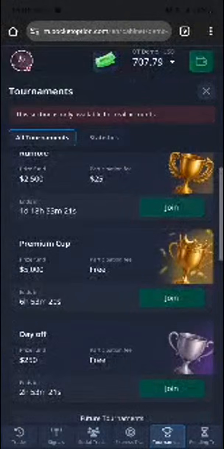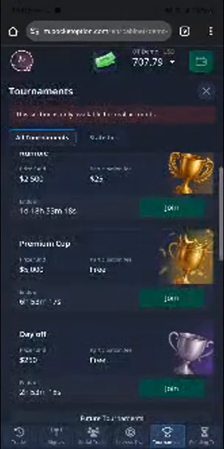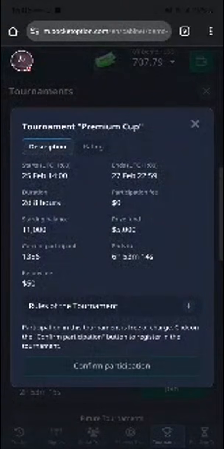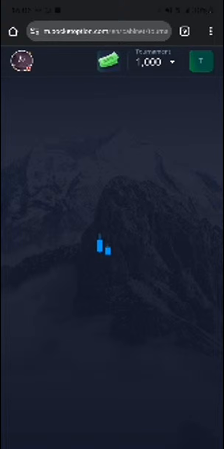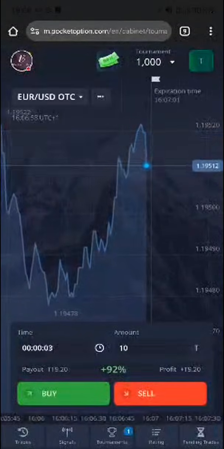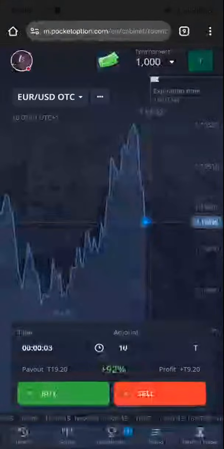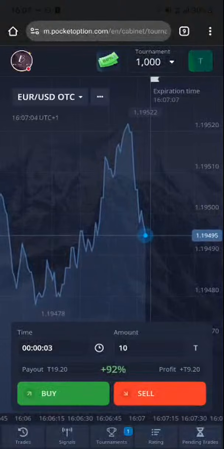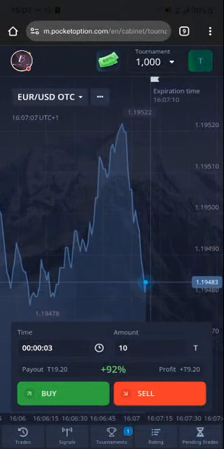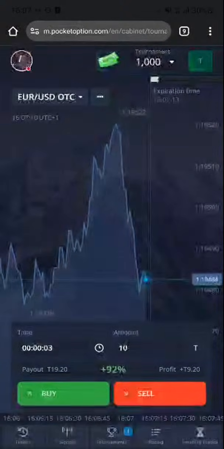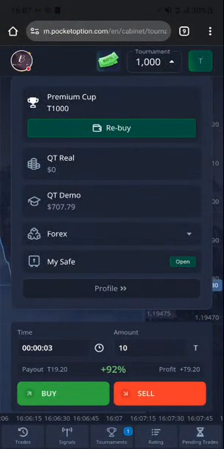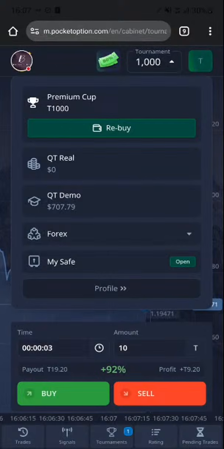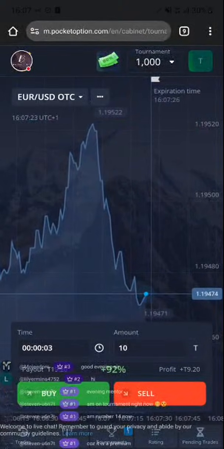We still have about 6 hours to the end of this tournament, so let's join in. Confirm participation. Then this is going to be the blank slates, where we're going to start with basically. Oh, this one starting with 1000. Why? This one starts with 1000. I really don't know what's happening here, but you know what? I'll take it. Oh, this is premium cup. Well, no problem. Let's go with it.